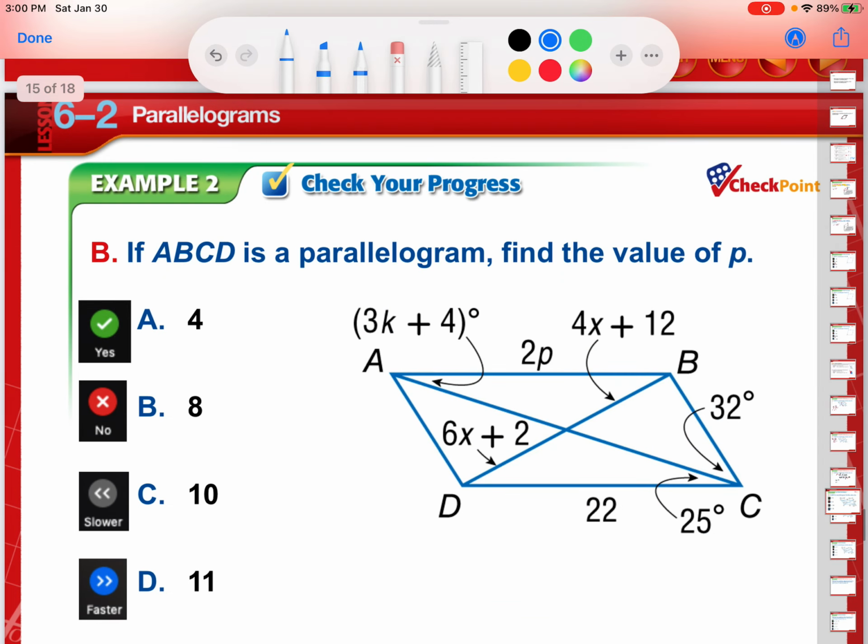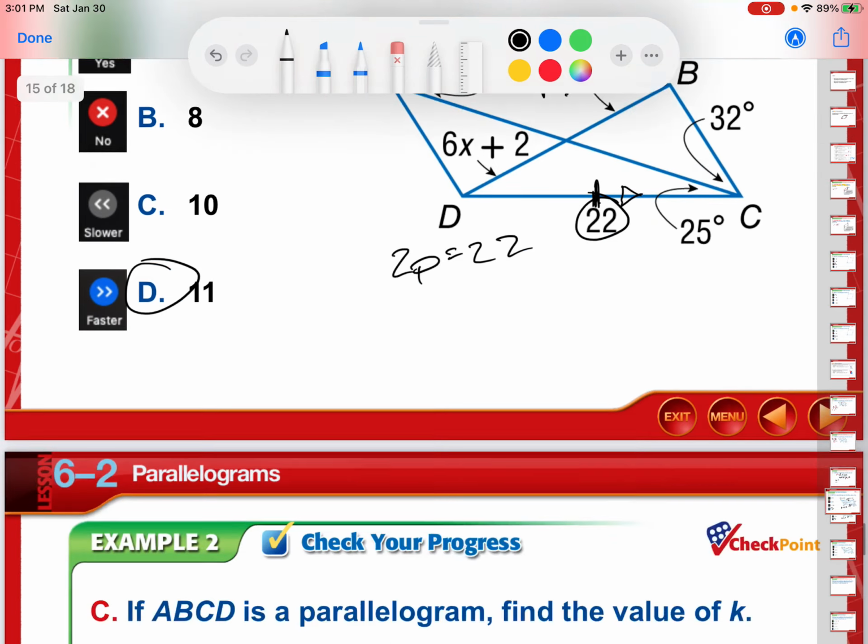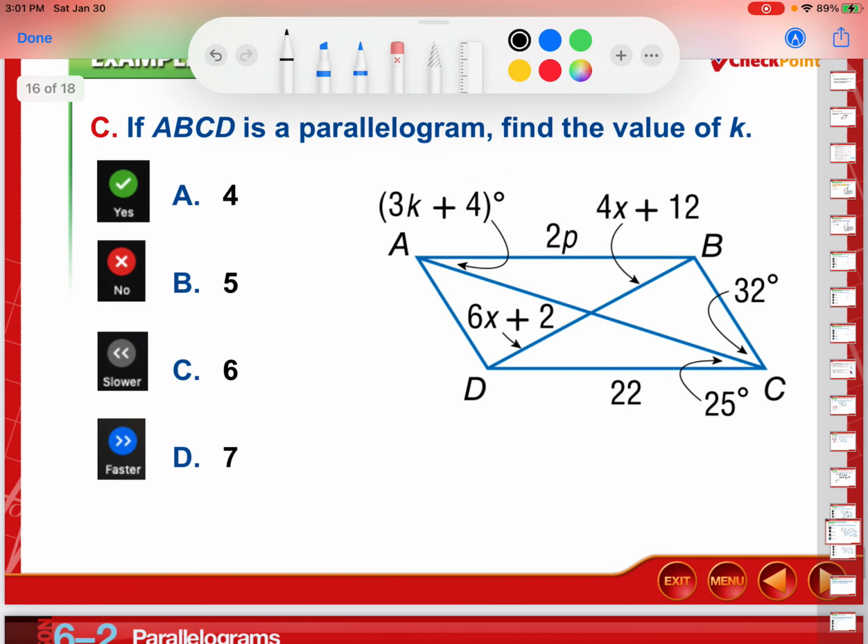Continuing on, now they want us to find p in the same parallelogram. So we have line AB and line DC are going to be congruent because they are opposite sides of this parallelogram. They're also going to be parallel, but that doesn't do a whole lot for us here. So we know 2p equals 22, aka p equals 11.